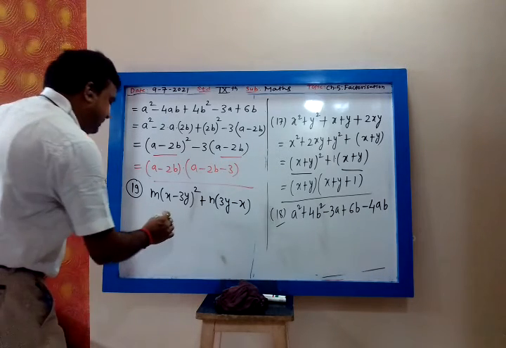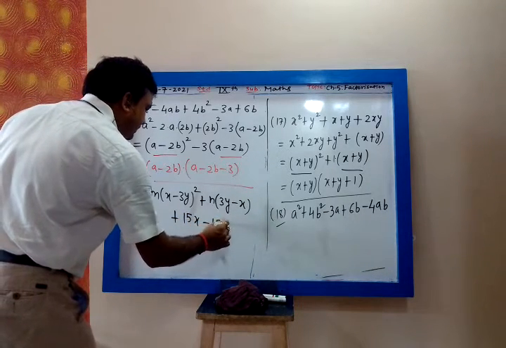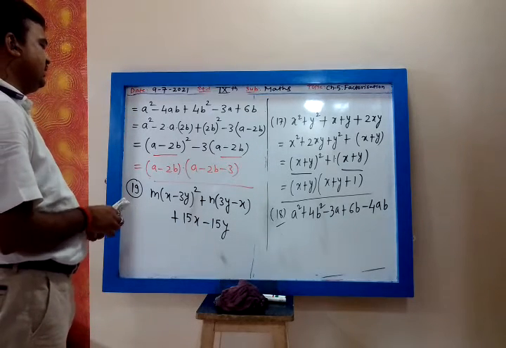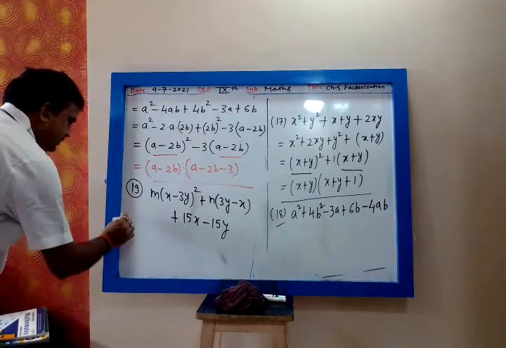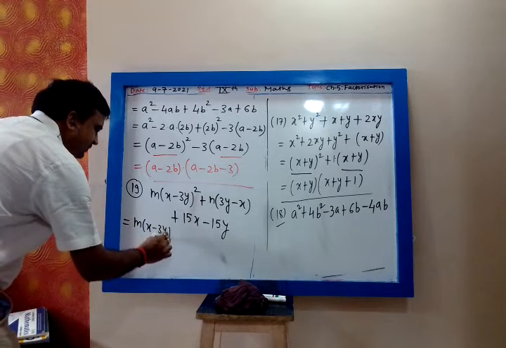Plus 15x minus 15y. Okay. Let us see. This you can do easily. So this will be m into x minus 3y whole square. Correct?